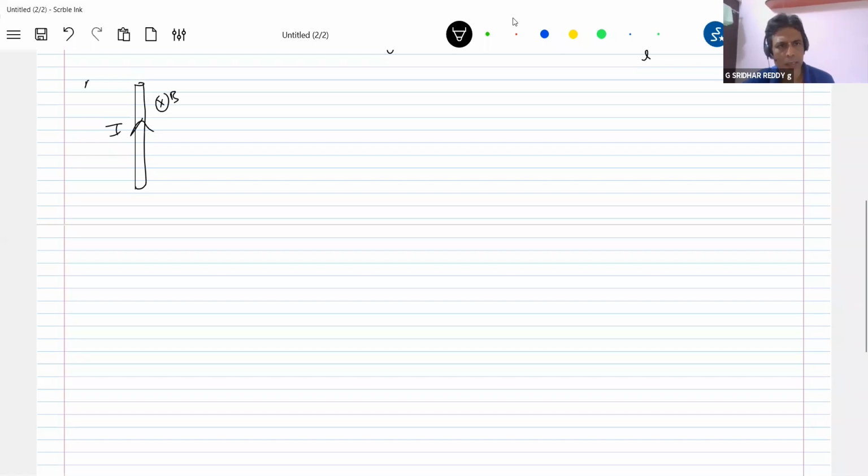So what is the length of this? Let it be L. Next again, I will take another wire, which is a semicircle. What is the effective length of this? It will be again equal to L according to the diagram, and again the same current I flows. Again B bar is present.